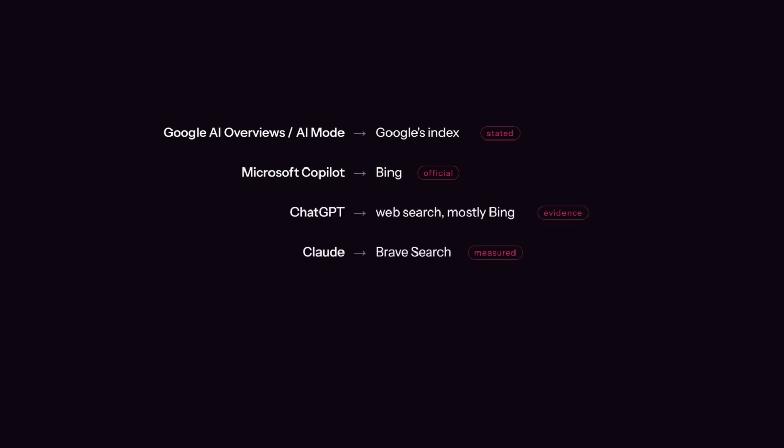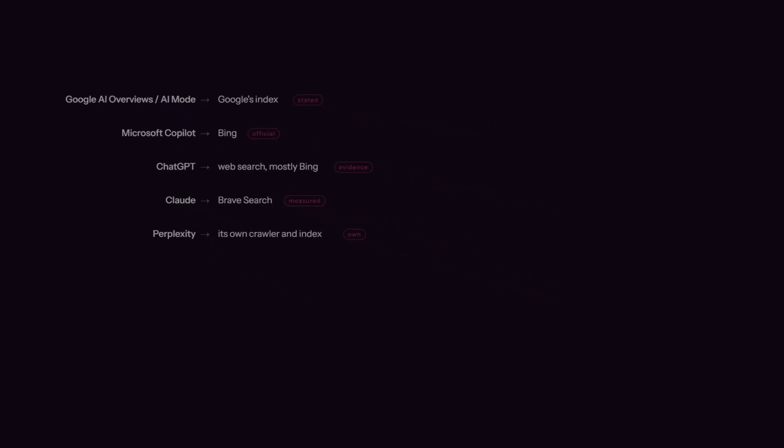Next part of the lesson, the platforms run on different indexes. Learn the map. Google's AI overviews and AI mode run on Google's own index. That's been clearly stated by Google. Microsoft Copilot pulls in live answers from Bing. That's also official. ChatGPT pulls from web search, and the evidence points mostly to Bing. Claude pulls from Brave Search, established by measurement. Perplexity runs on its own crawler and its own index.